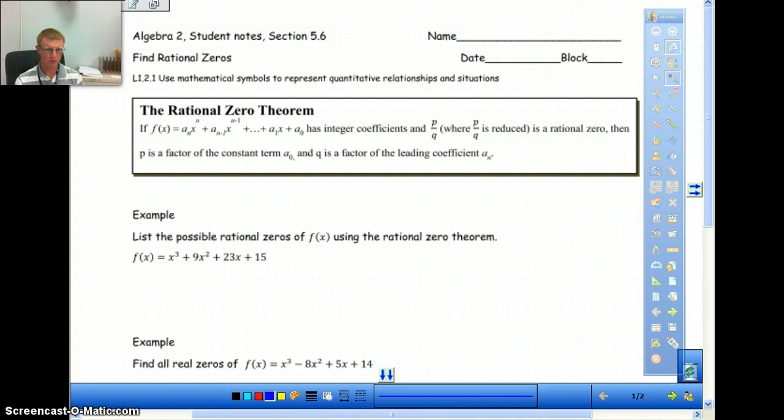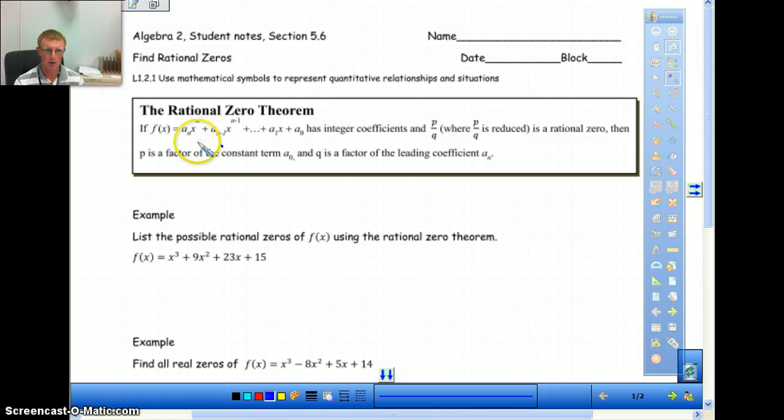So 5.6 is a pretty straightforward section. What we're going to be talking about is finding rational zeros, so it's very similar to what we've been doing. It's just a different way to approach it. And the first thing we're going to talk about is the rational zero theorem. But before that, let's talk about the objective. Use mathematical symbols to represent quantitative relationships and situations. That probably doesn't make any sense to you, and I totally understand that. Sometimes it does, sometimes it doesn't. But let's just start with the rational zero theorem.